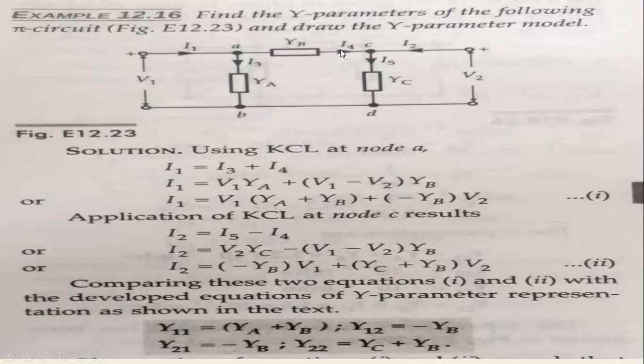See here the direction of the current. If I'm looking from this side, definitely the current direction will be opposite. That's why I have taken a minus here. So that's the final equation, nothing but I1, equation number 1.